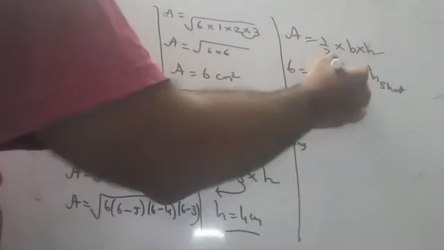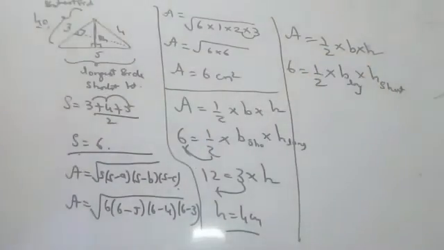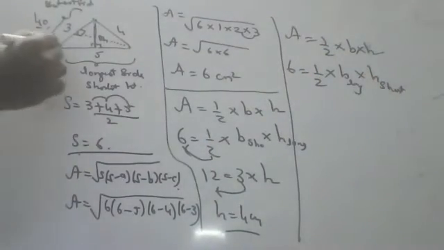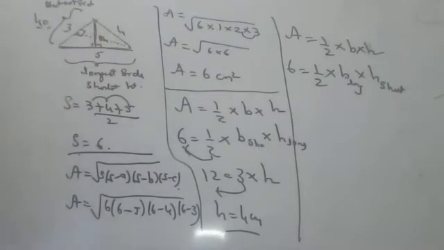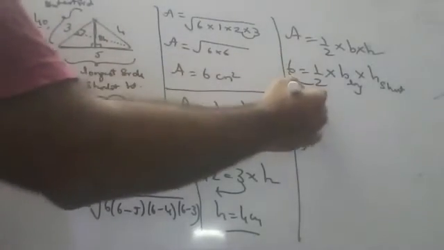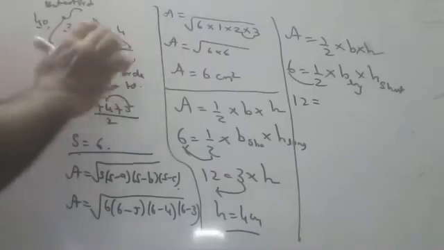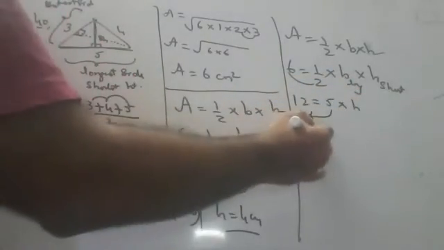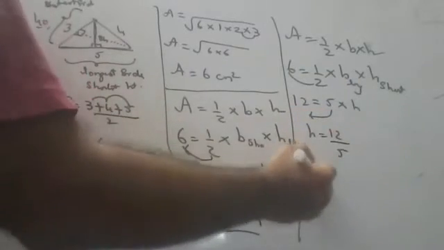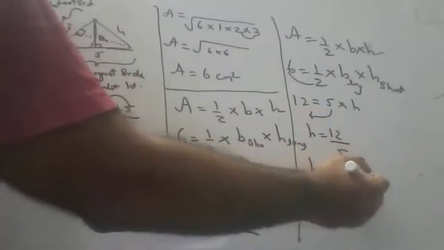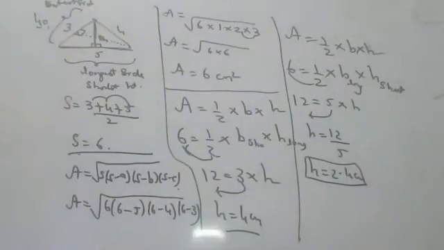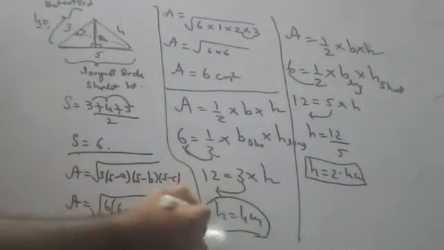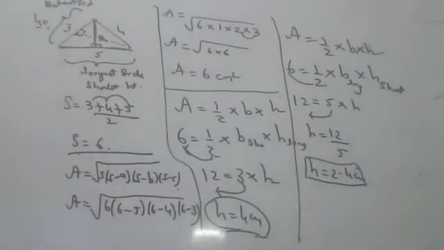shortest height, then you have to take longest base. Longest base if you take, that will have shortest height. Okay, so this will come up, children. 12 is equal to longest base is 5, then shortest height, this will come down. H is equal to 12 by 5. H is equal to 2.4 centimeters is the shortest height. Like that, you can see this is the longest height and this is the shortest height.